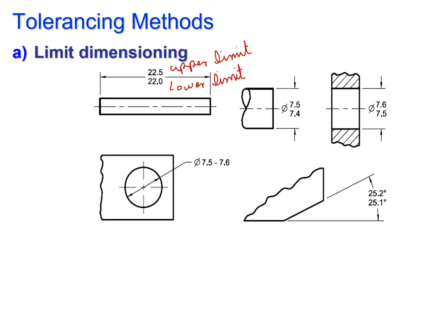So this is the upper and lower limit on this size, the upper and lower limit on this shaft, the upper and lower limit on this hole, the upper and lower limit on this angle, and the upper and lower limit on this hole right here. So these are called the limit dimensioning.